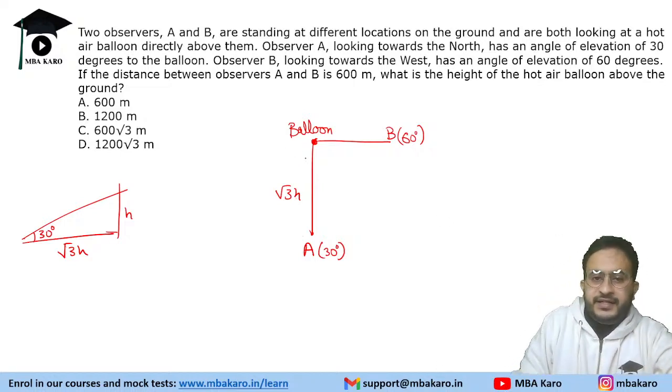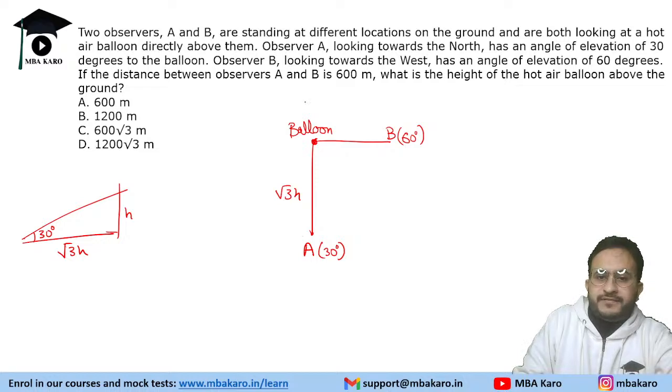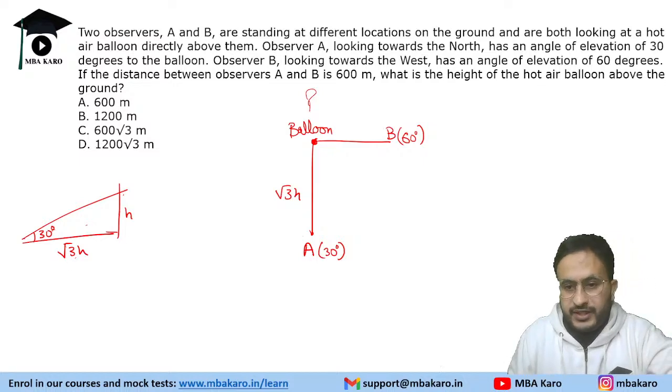Like this is a 3D thing. Balloon is not at the ground. Balloon is flying somewhere above the ground. But the base point is this. So if you are looking at 30 degree of height h, the distance is root 3h. Is it clear? Root 3h.